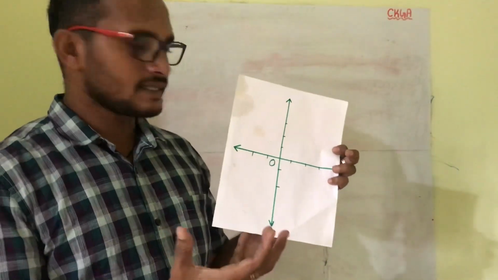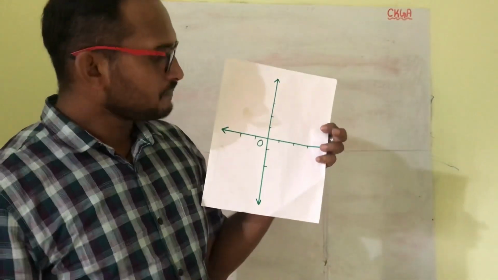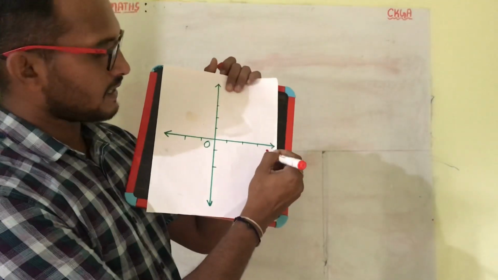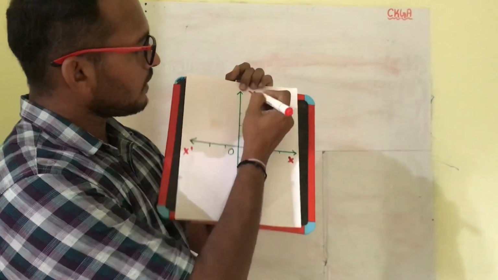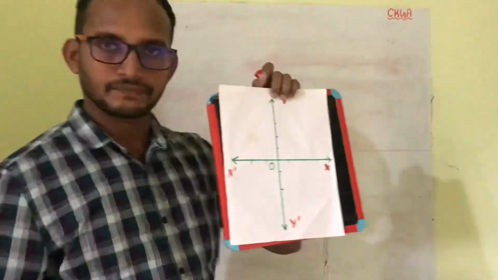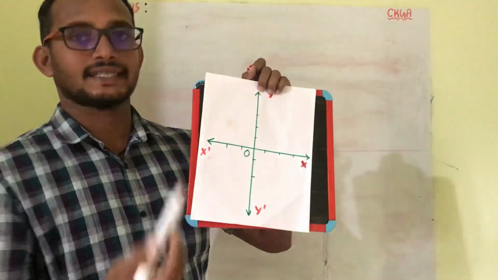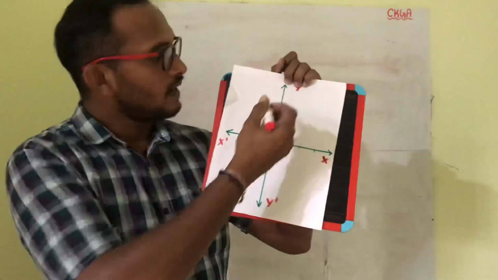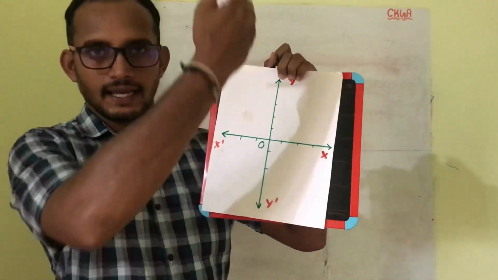Let's understand the key factors associated with this plane when we draw two perpendicular lines. You can observe the horizontal line. I can name it like this: X, O, X dash. The other line I can name Y, O, Y dash. The horizontal line X O X dash is considered the X axis, and the vertical line Y O Y dash is considered the Y axis.